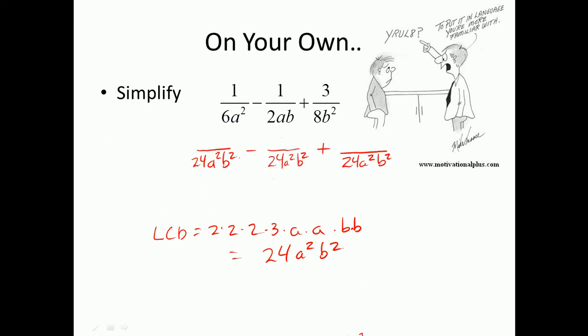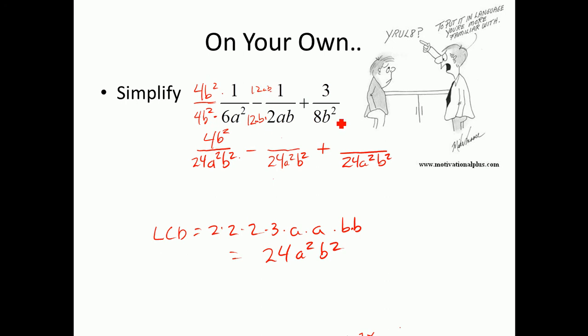Here, I multiplied 6a squared by 4b squared. That should give me. And whatever I do to the bottom, I have to do to the top. Here, so that means that 4b squared times 1 is going to give me 4b squared. Here, what did I multiply 2ab by? I multiply that by 12ab. So whatever I do to the bottom, I got to do to the top.